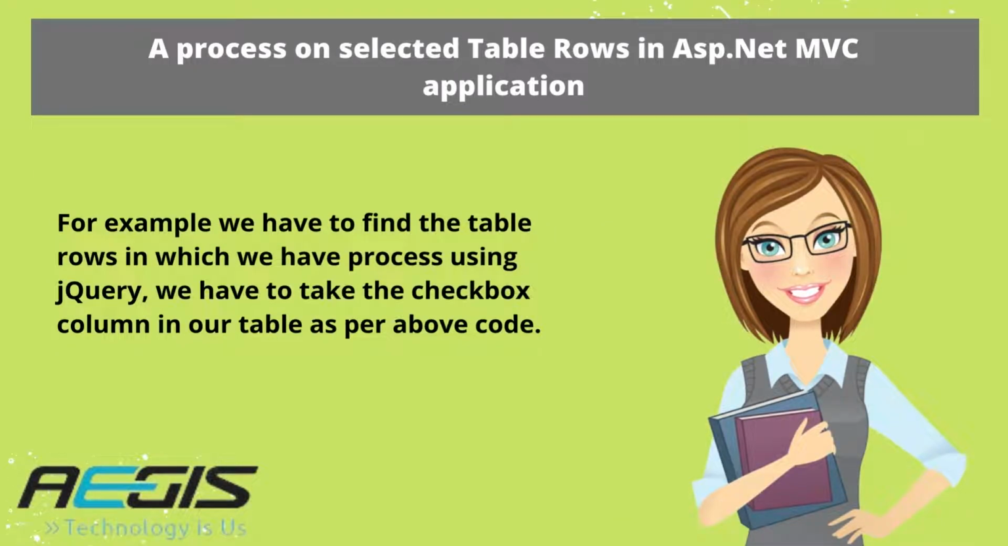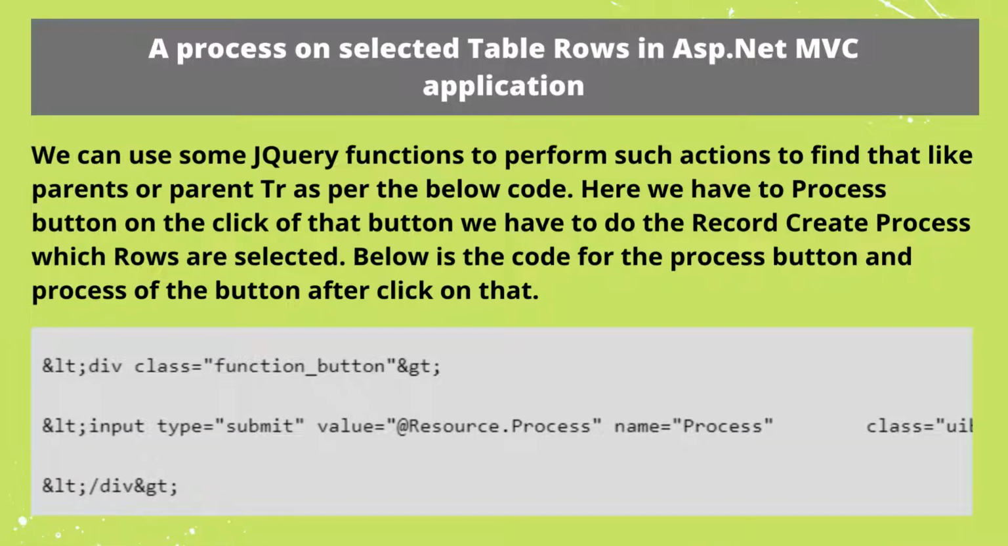For example, we have to find the table rows which we have to process using jQuery. We have to take the checkbox column in our table as per the above code. We can use some jQuery functions to perform such actions to find that, like parents or parent tr, as per the below code. Here we have a process button. On the click of that button we have to do the record create process for the rows that are selected. Below is the code for the process button and the process of the button after clicking on it.